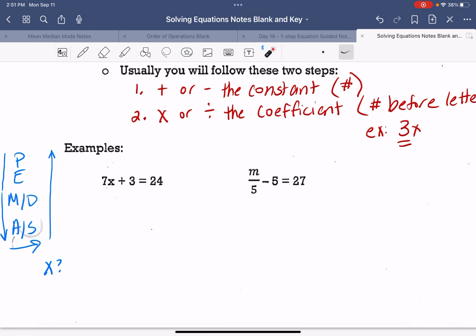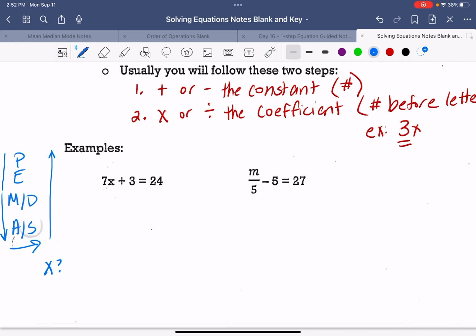So I'm going to first look in my equation. Do I have an addition or subtraction problem? Oh my gosh, we sure do. And what's this first step? It's add or subtract the constant. So you're going to do the inverse operation, or the opposite. All right, and so I have this plus 3.